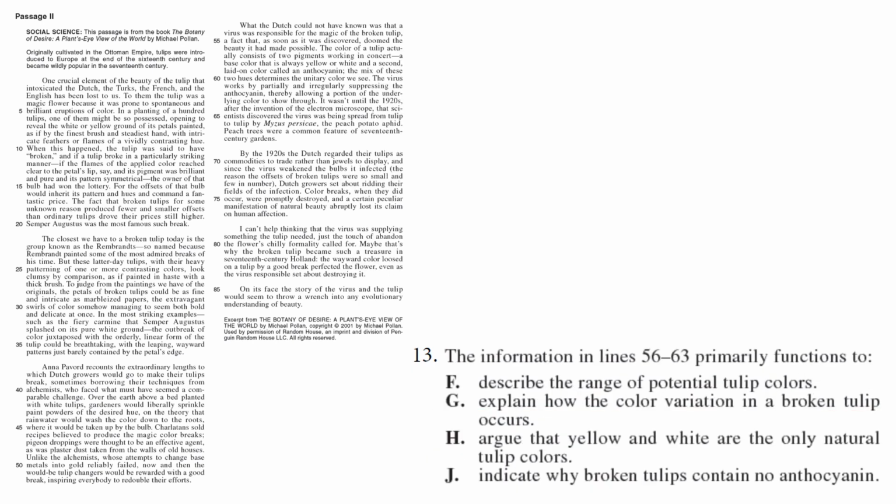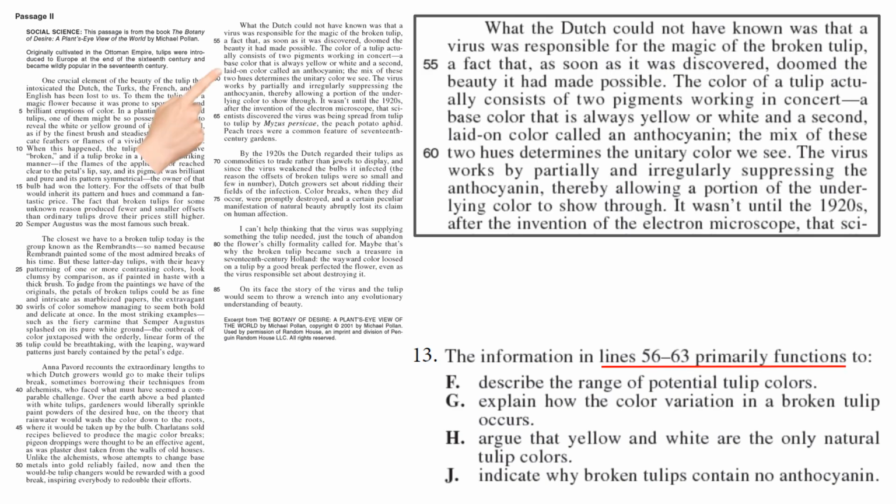The information in lines 56 to 63 primarily functions to... okay, so we have information that talks about how the virus was responsible and how the virus works by partially and irregularly suppressing the pigment, allowing the underlying color to show through.